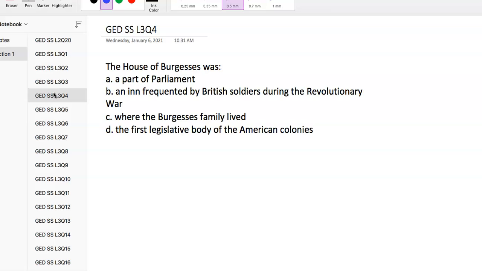Okay, House of Burgesses. What was this? We want to know it was the first legislative body of the American colonies. It was the first legislative assembly of elected representatives in North America. It was established by the Virginia Company in an effort to get English craftsmen to settle in the colonies, as well as to make conditions more agreeable for the current colonists.